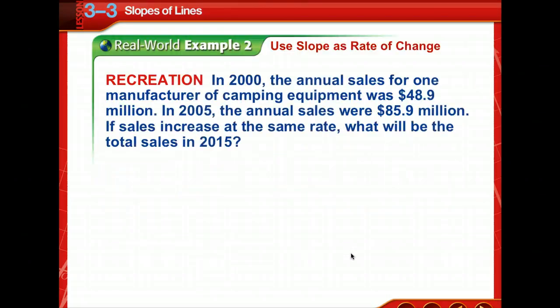Now, slope can be interpreted as a rate of change, describing how a quantity y changes in relation to quantity x. The slope of a line can also be used to identify the coordinates of any point on the line. You might take note of the keywords in this problem. In 2000, the annual sales was 48.9 million. In 2005, 85.9 million. If the sales increase at the same rate, that's why we're using rate of change, what will be the total sales in 2015?